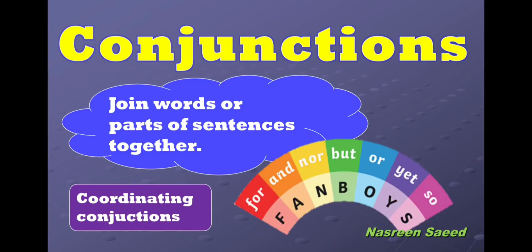If you follow the word FANBOYS, all the letters are related to the coordinating conjunctions. F is for, A is for and, N is for nor, B is for but, O is for or, Y is for yet, and S is for so. So this is FANBOYS. These are the coordinating conjunctions which we learned in our third standard.